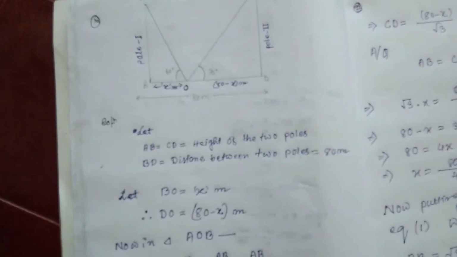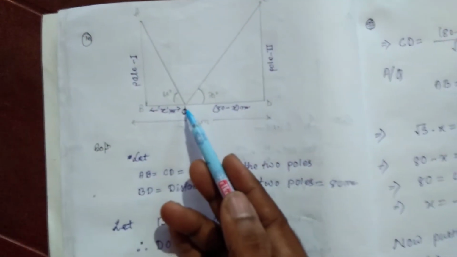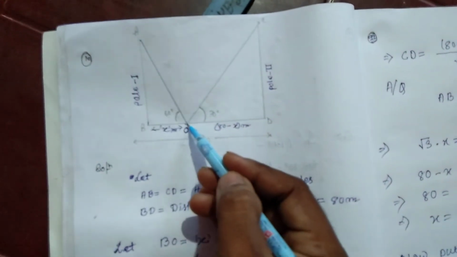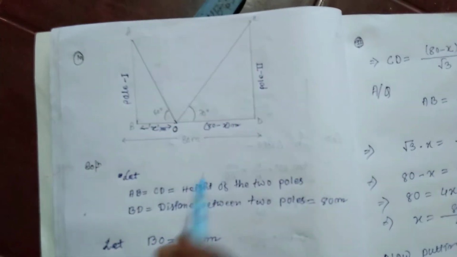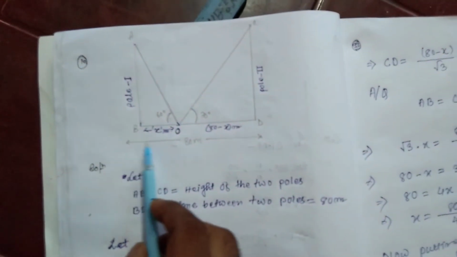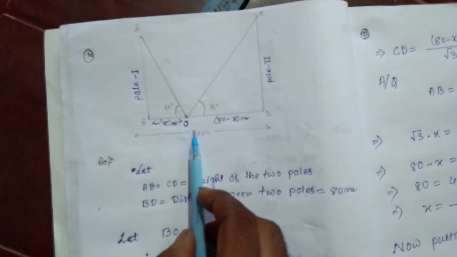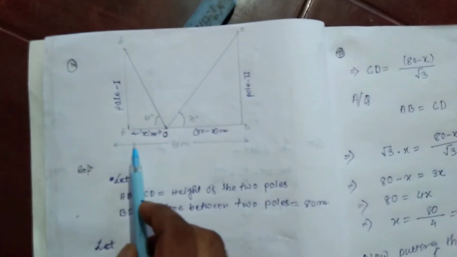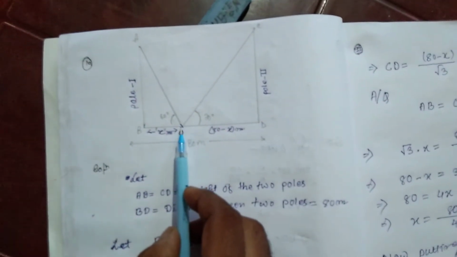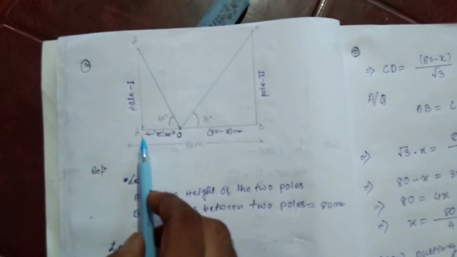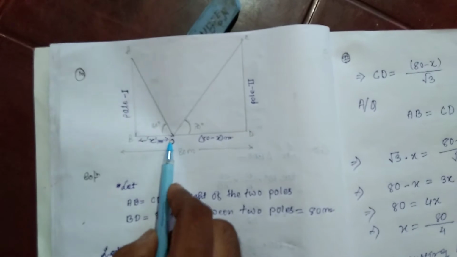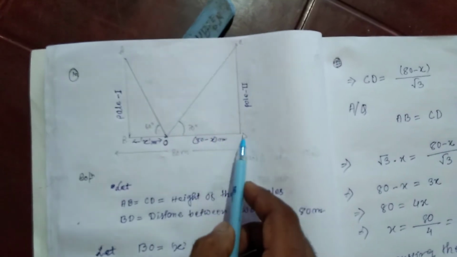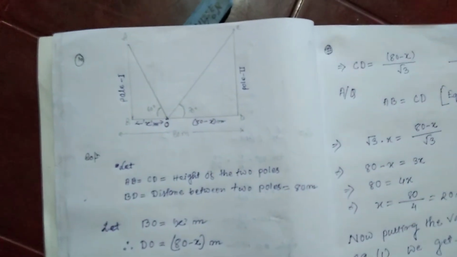Now you see, there is a point on the road at a certain place, but we do not know its exact location. The width of the road is 80 meters. We have to find the height of the two poles, and also the location of the point on the road: what is the distance from the left and what is the distance from the right. Okay, so let us start the solution.